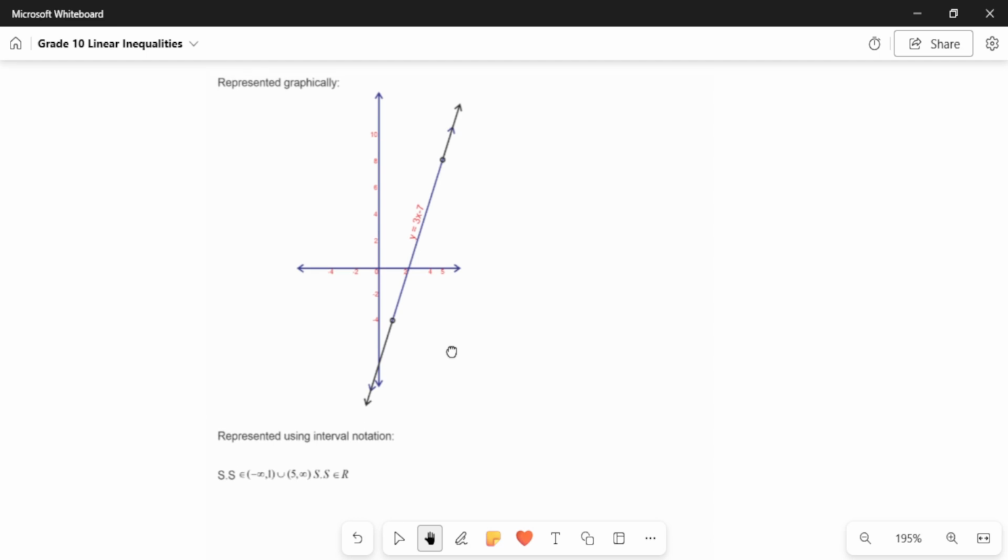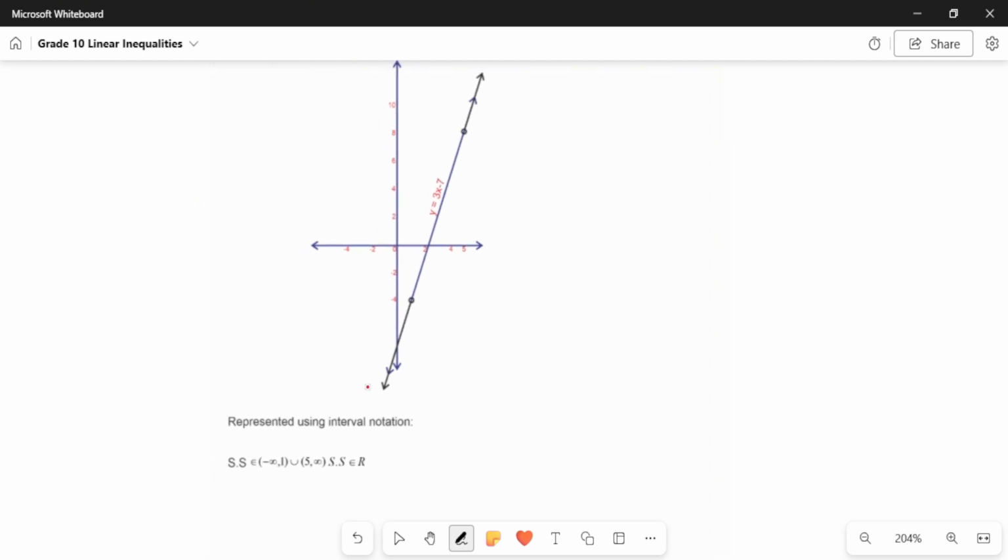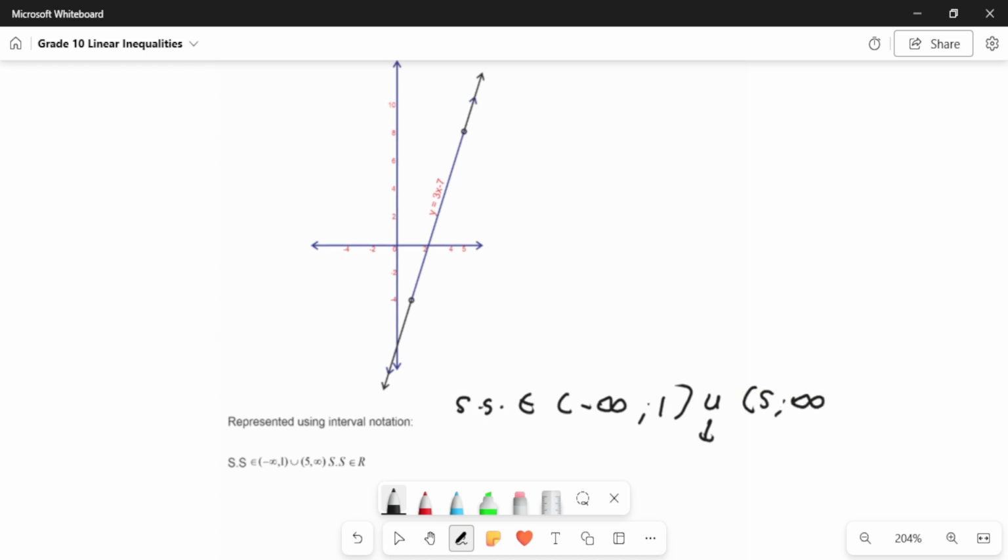If you look at this from a graphical standpoint, you will not understand this for sure. But from the perspective of interval notation, you'll say that the solution set is an element of the numbers from minus infinity to 1, or, this means or. When you write this U, like a cup, it means or. It can be from 5 to positive infinity.